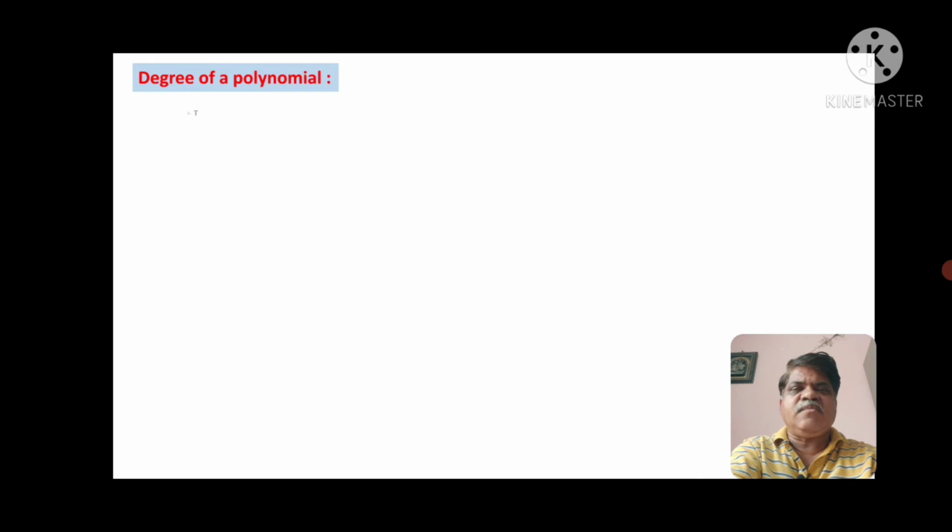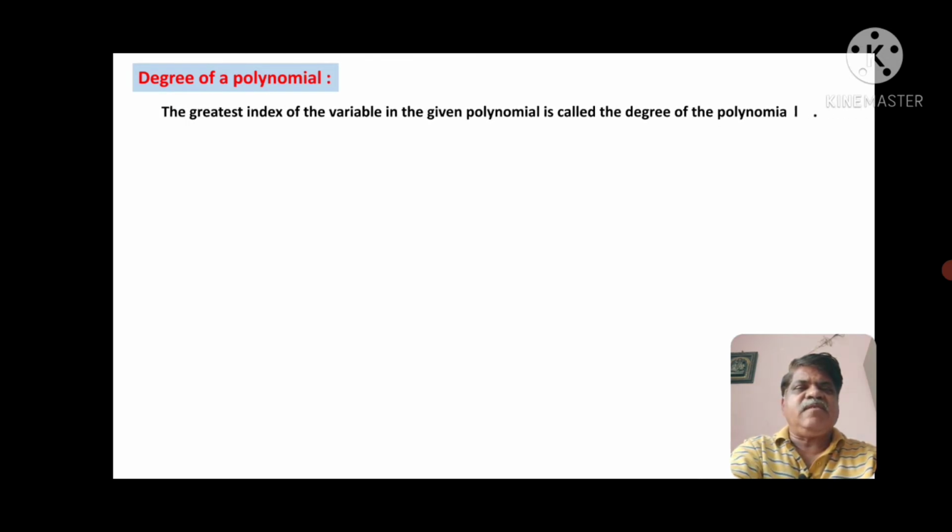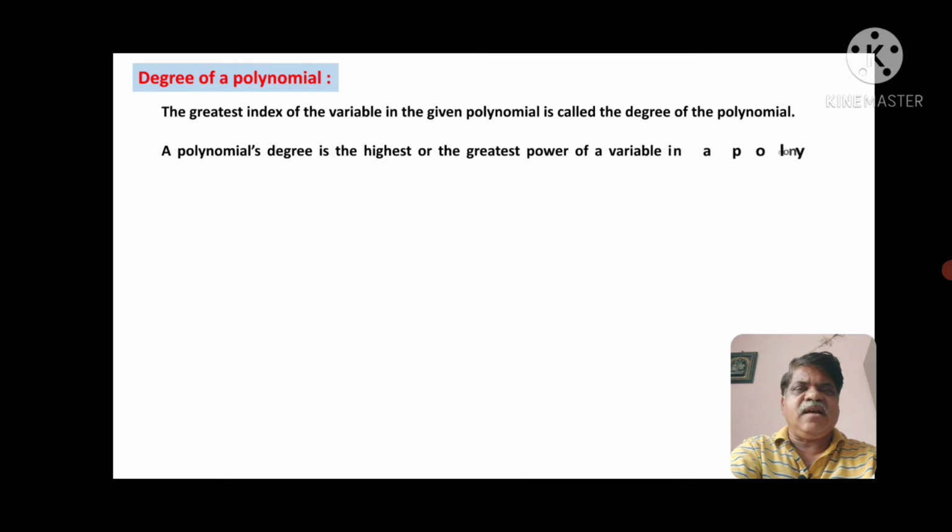Degree of a polynomial. The greatest index of the variable in the given polynomial is called the degree of the polynomial. Friends, a polynomial's degree is the highest or the greatest power of the variable in a polynomial. So the degree indicates the highest exponential power in the polynomial.